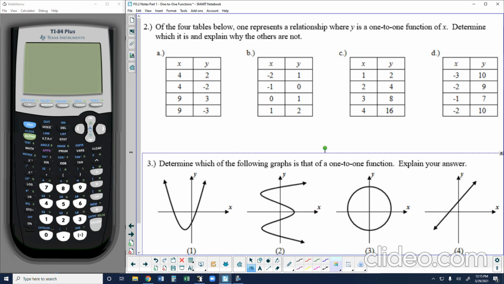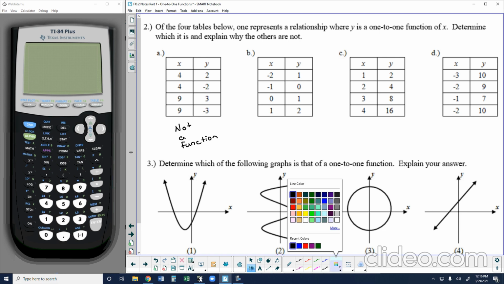If I take a look at table A, I'll notice that there are x's going to multiple y's. So initially, we can identify that there's a problem with this table. This is not a function. It's not a function because it has x values that go to more than one y. So if it's not a function, it cannot be a one-to-one function.